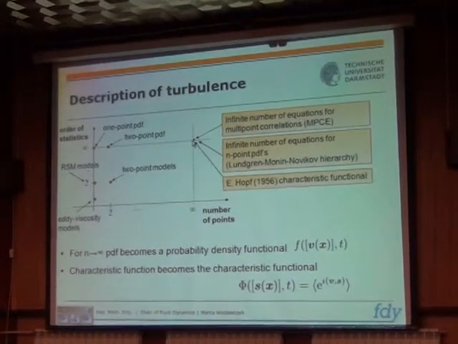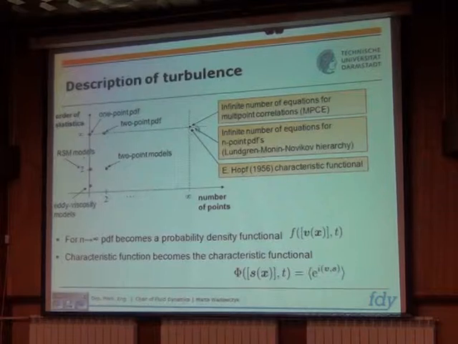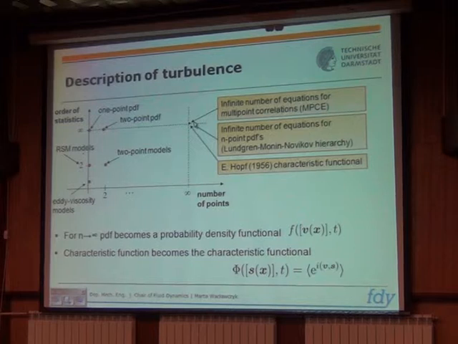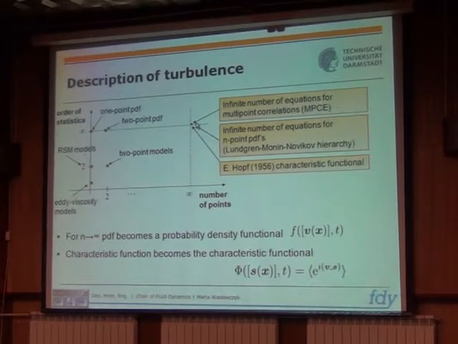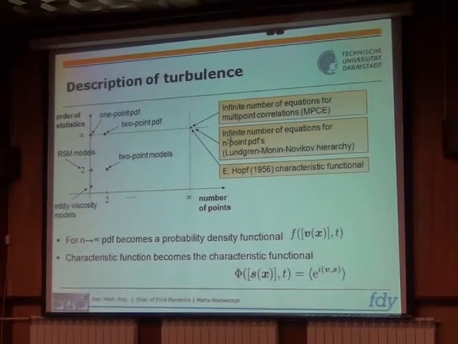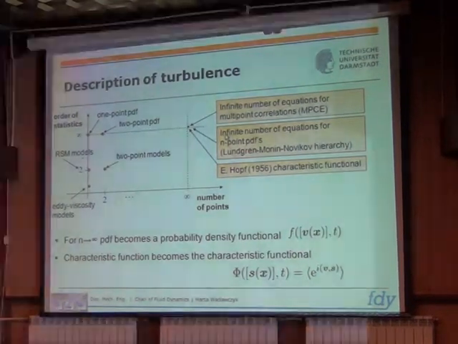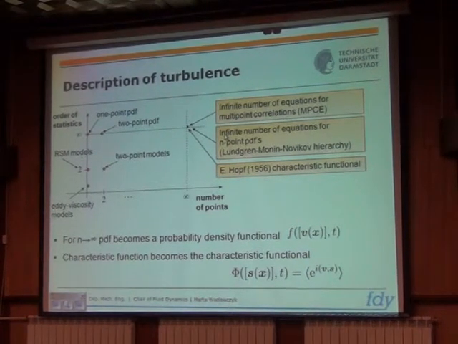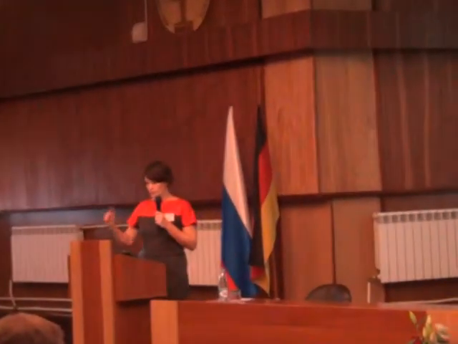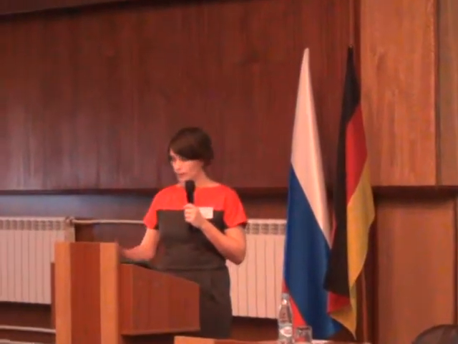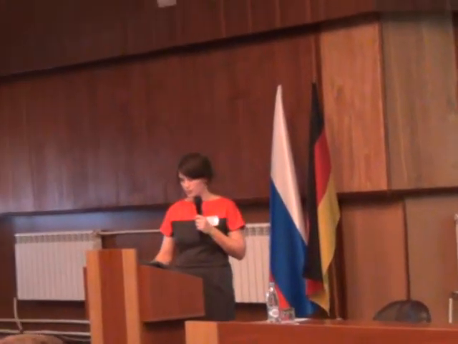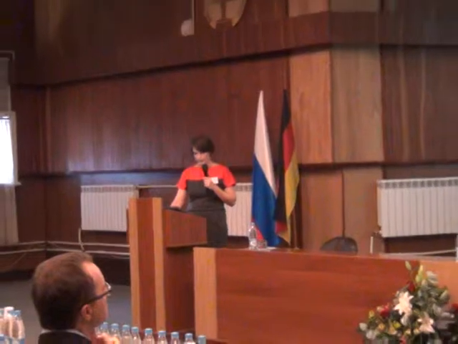And how can this full statistical description be formulated? Either we can consider an infinite number of equations for the multi-point correlations. This is what Professor Waclawczyk was talking about during his lecture. The second possibility is to consider an infinite number of equations for the n-point PDF. Each time, in the equation for the n-point PDF, we have a term with the n+1-point PDF. Or we can consider only one equation for the so-called characteristic functional. This is what I will talk about.